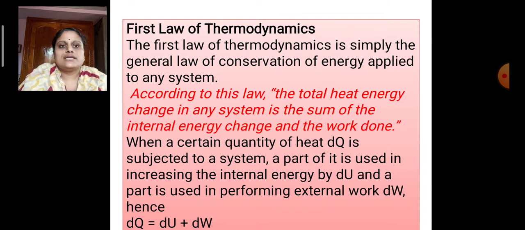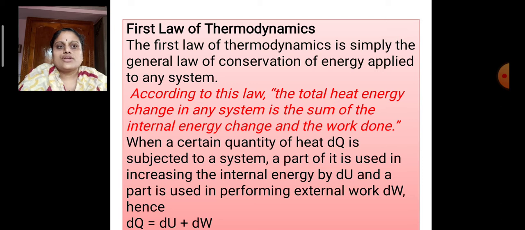Now let us see the first law of thermodynamics. It is simply the general law of conservation of energy applied to any system. According to the first law of thermodynamics, the total heat energy change in any system is equal to the sum of its internal energy change and the work done.